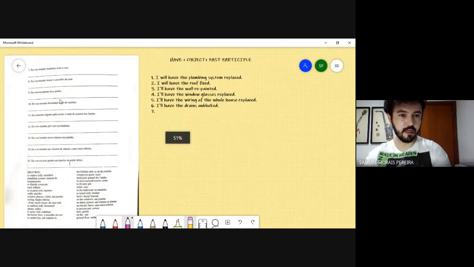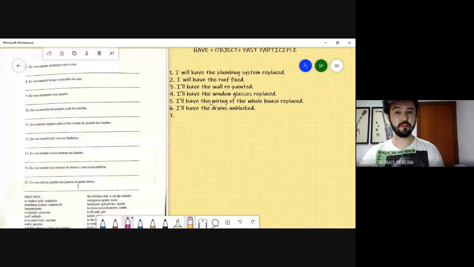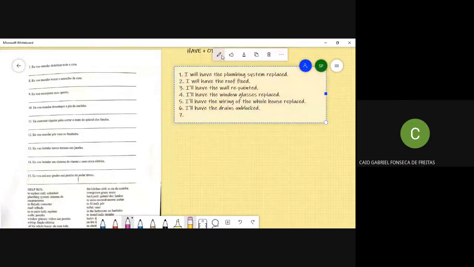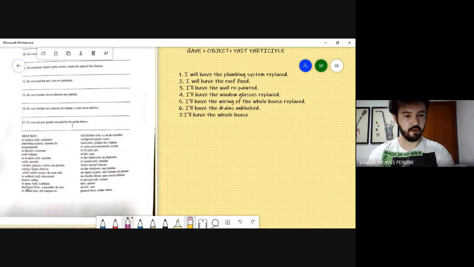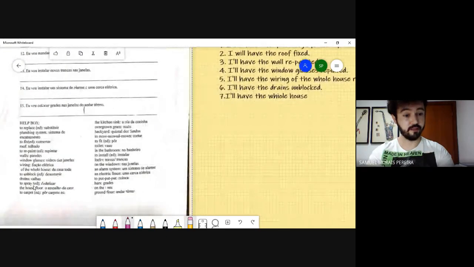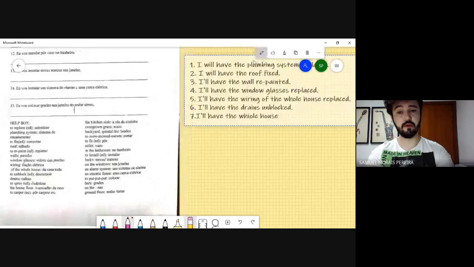So the next one, Caio, is this one here. Eu vou mandar dedetizar a casa toda. So how do you say that? I will have the whole house. Qual é a palavra? Não é pesticide. No, in English they use the verb spray. Oh, tá aqui, ó. Spray, direto, né? Yes. So how do you say that using the verb spray? Spray it. Yes, perfect. So I'll have the whole house.